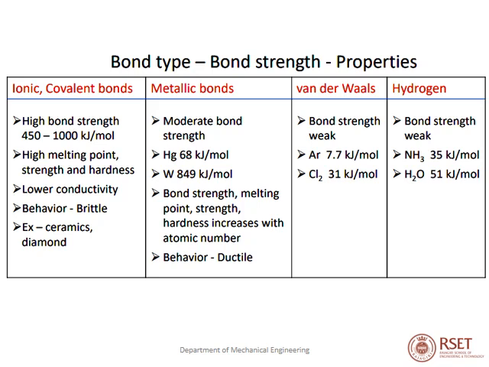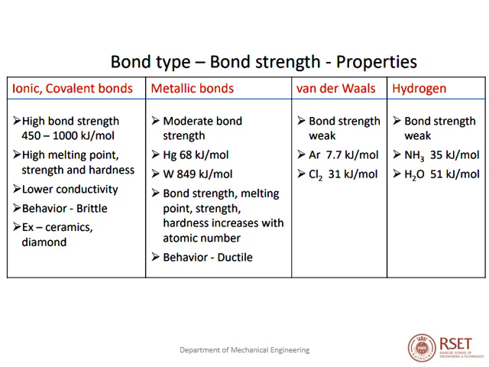The next is metallic bonds. A moderate bond strength is there. If you consider mercury, then tungsten, 68 kilojoules per mole as well as 849 kilojoules per mole. Tungsten also has a better amount of bond strength. That is the reason why it possesses higher melting point. So bond strength is there, melting point is higher, strength, hardness, etc. increase with the atomic number. In the case of metallic bonds, there is a dependence on the atomic number. The higher the atomic number, the higher the melting point as well as the properties.